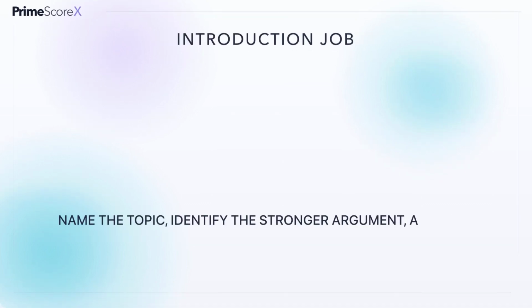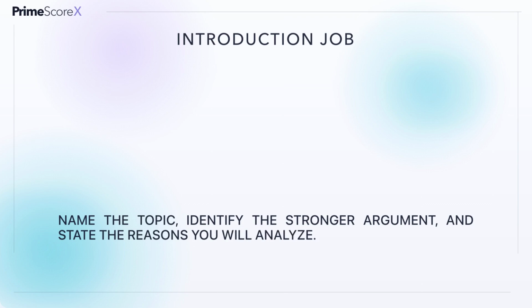Your introduction can be short. Begin with one sentence establishing the issue discussed by the two passages. Then state which passage presents the better supported argument. Finish with the main reasons, such as stronger evidence, clearer reasoning, or better treatment of opposing views. Avoid spending several sentences on broad background that does not help answer the prompt.